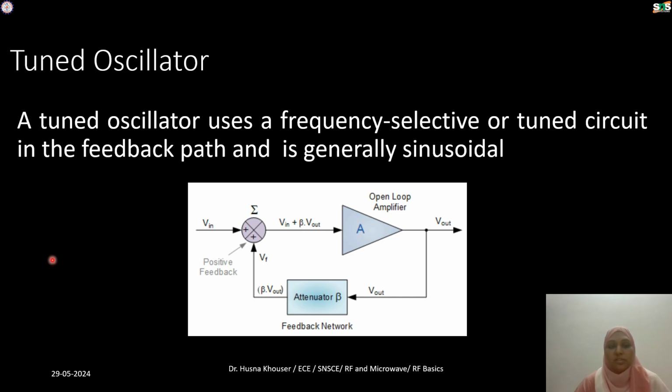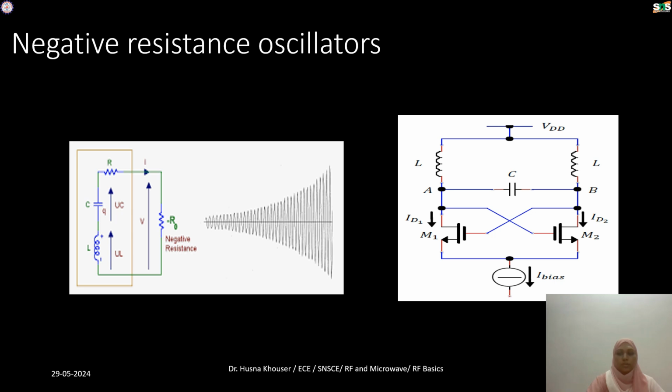oscillator, which is one of the best examples for use in RF oscillators. One of the most popular RF oscillators is the negative resistance oscillator. This negative resistance oscillator falls under the category of harmonic oscillators. Here you can see a very simple block of a VCO with an RLC oscillator, and a transistor pair which is cross-coupled. When the negative resistance is generated, it cancels this resistance.